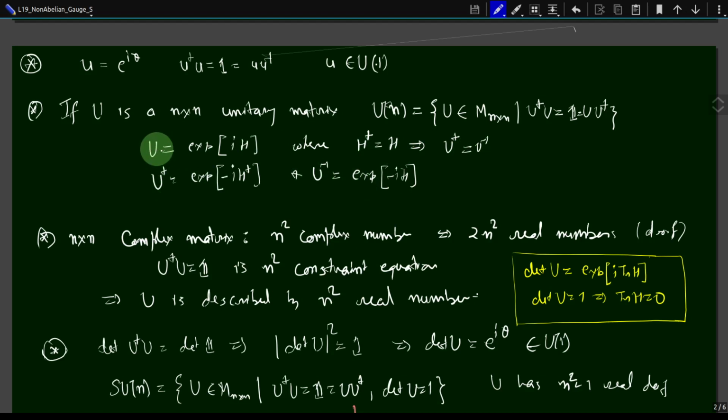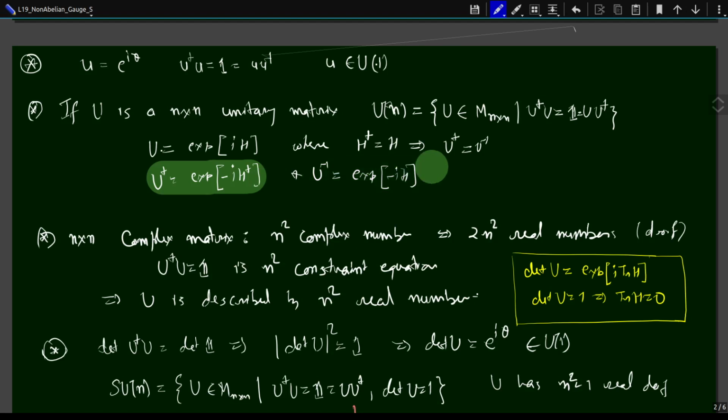And it is obvious to check that if this is U, then U dagger can be written in this manner. You can do a power series expansion on both sides and then take the dagger: take the power series expansion of the right hand side of this expression for U, take a dagger, and then resum it. You'll see this is the expression. Okay. And U inverse is nothing but the exponent changing sign. Now these two will be equal if and only if H dagger is equal to H.